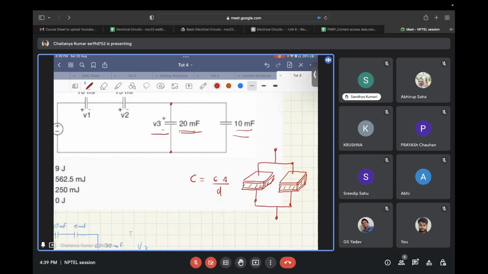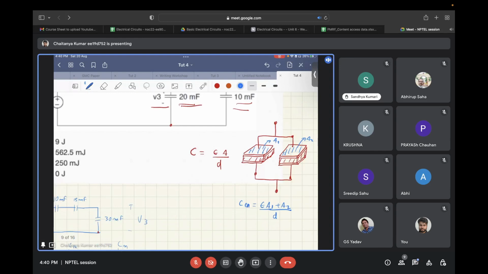That will be the total area of these two plates, right? So let's call the area of this plate A1, and the area of the next plate A2. So total capacitance will be epsilon (A1 plus A2) by D. This can also be written as epsilon A1 by D plus epsilon A2 by D.